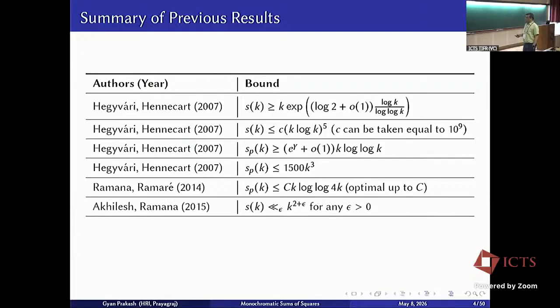Then in 2015, Akhilesh and Surya Ramana improved upon this result of Hegyvári and Hennecart. The k log k to the power 5 was replaced by k to the power 2 plus epsilon. So the exponent 5 here was replaced by slightly larger than 2.